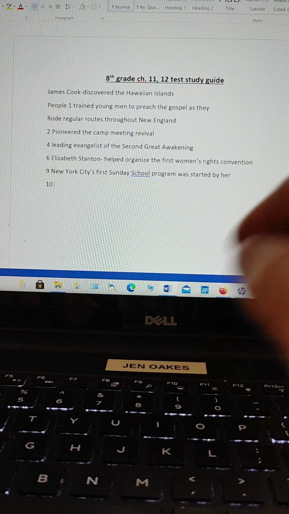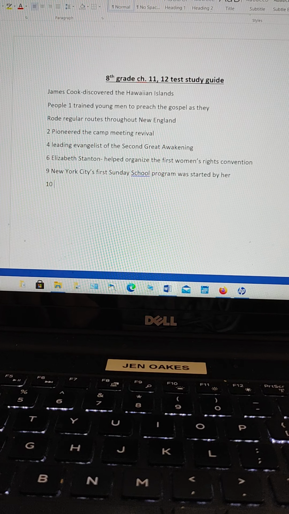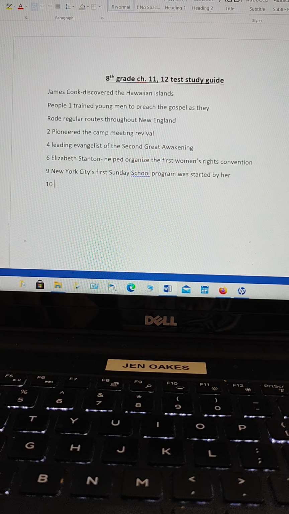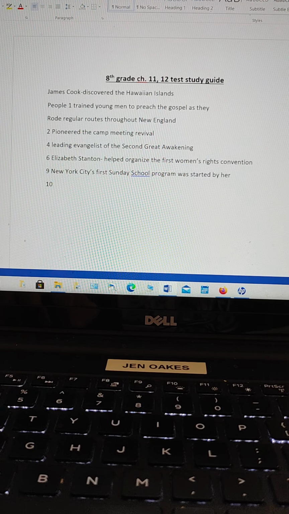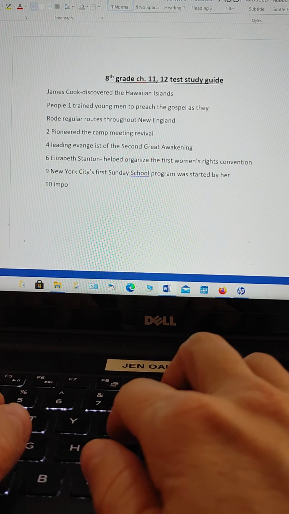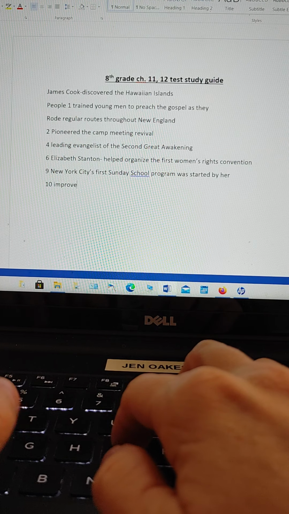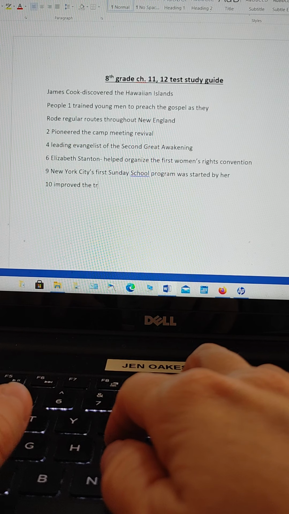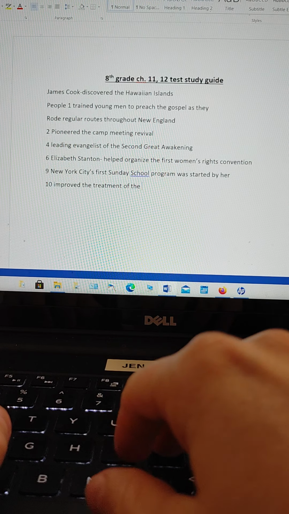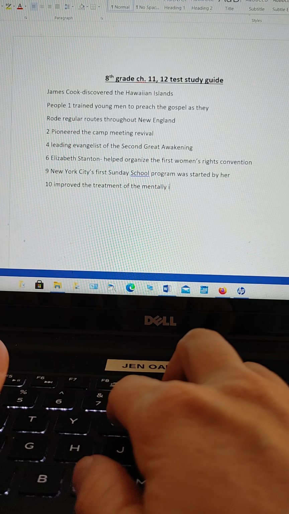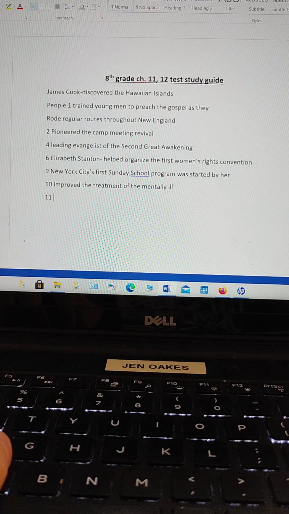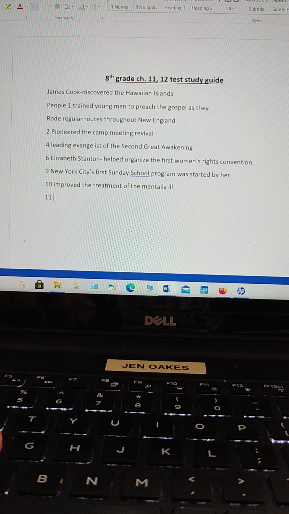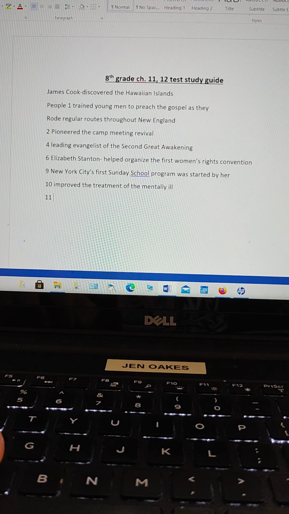People 10. Dorothea L. Dix. Improved the treatment of the mentally ill. 11. Phoebe Palmer. Just saw her.